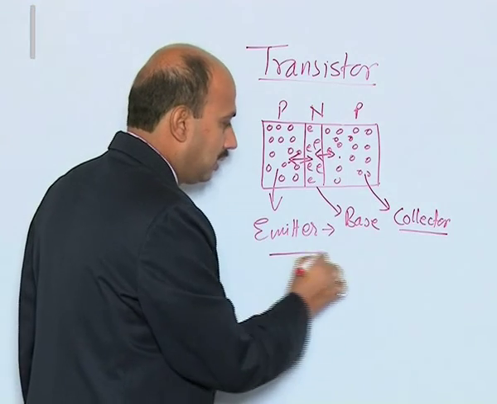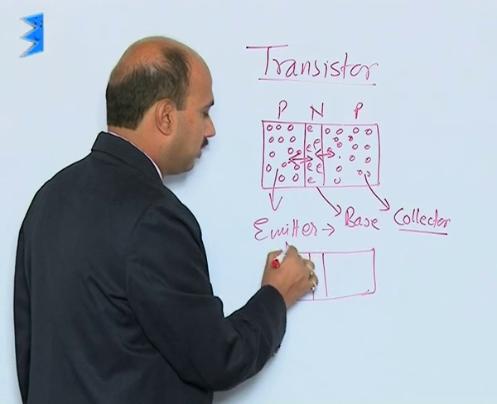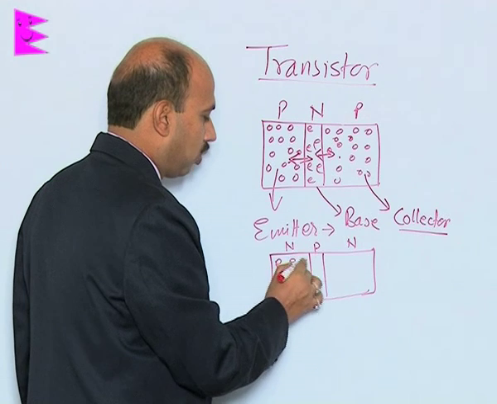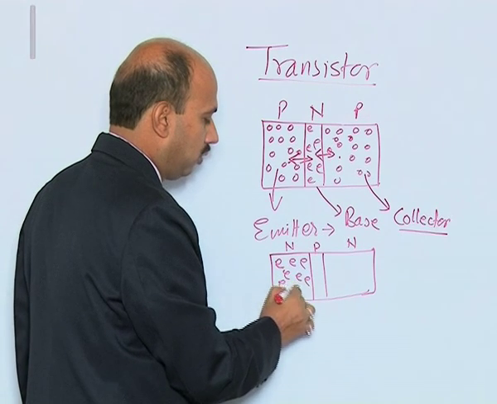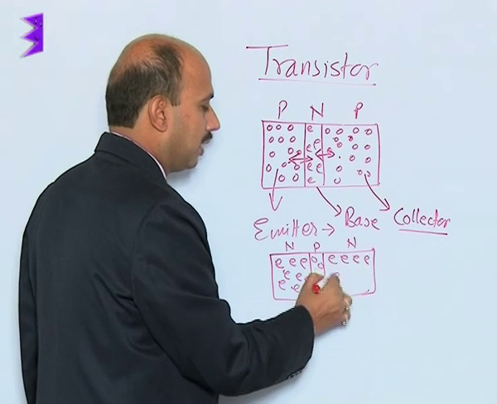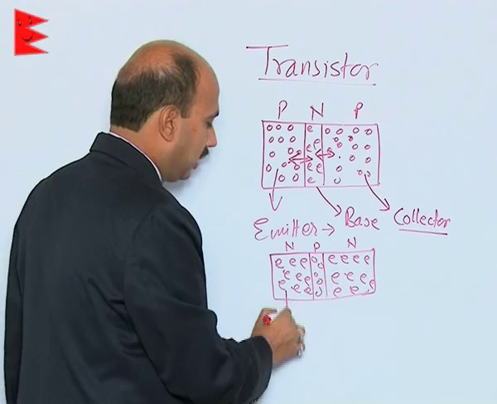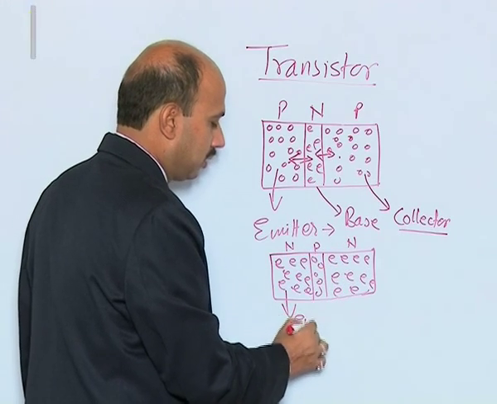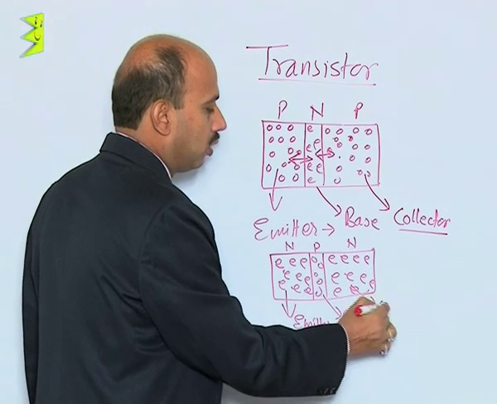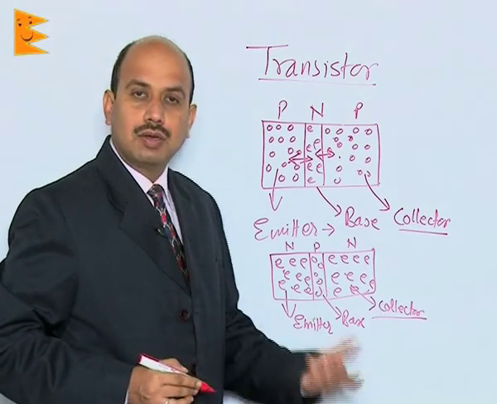Similarly, we can make another type of transistor, called the NPN transistor. Here is N, here is P, and then N. The N type semiconductor has majority current carriers as electrons, and this has holes, and this also has majority current carriers as electrons. So here are also three parts, called the emitter, this is called the base, and this is called the collector. So again there are three parts: emitter, base, and collector.